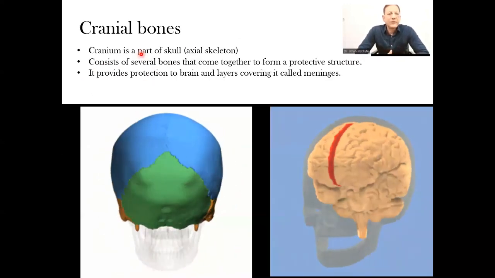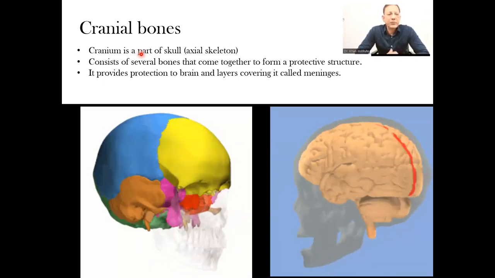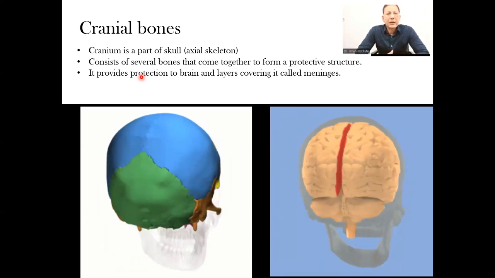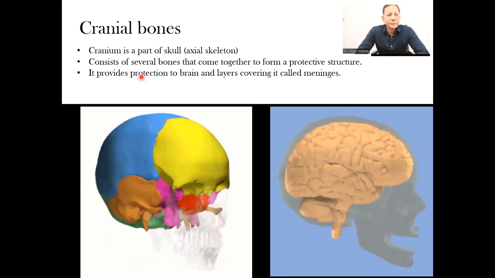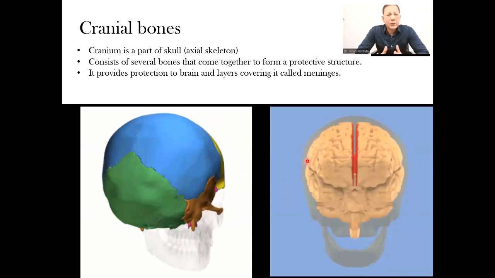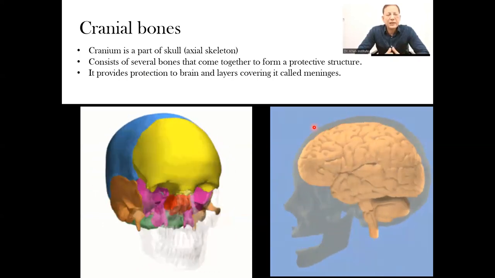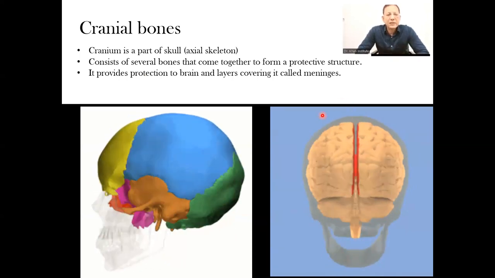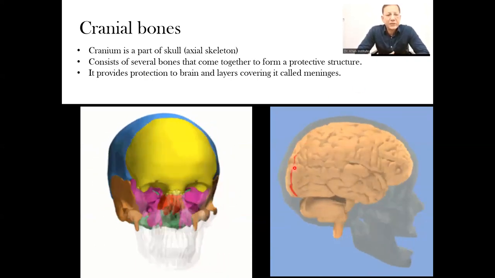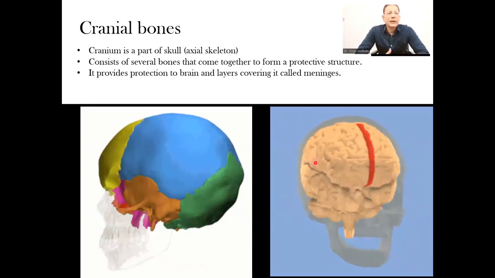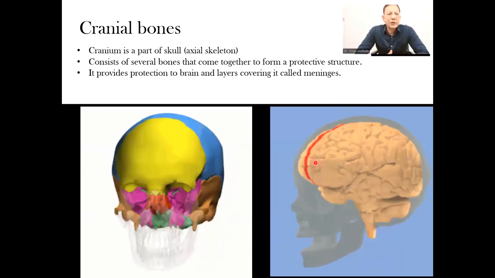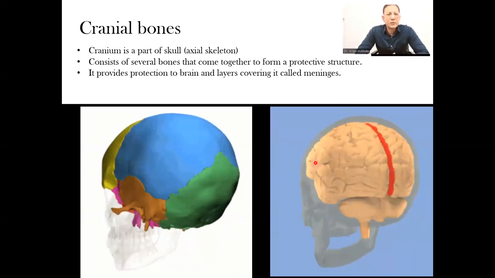Altogether, there are approximately eight cranial bones, which provide protection to the brain and the layers covering the brain called meninges. These meninges protect the surrounding brain and the spinal cord. These layers provide a cushion for the central nervous system from injury and trauma, and thus provide protection against physical impact.